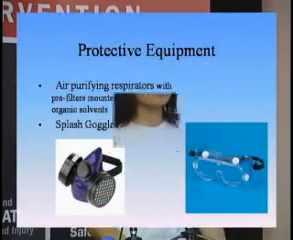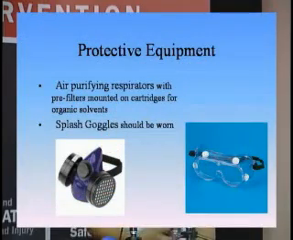And protective equipment that people use in isocyanate exposure would be air purifying respirators with pre-filters mounted with cartridges for organic solvents, and splash goggles to prevent everything getting into your eye.